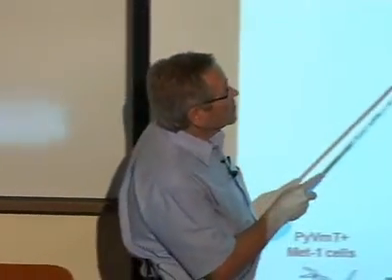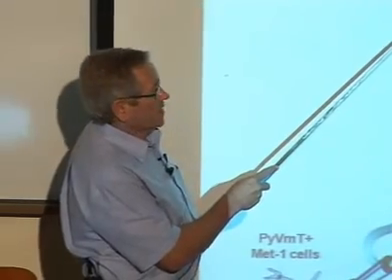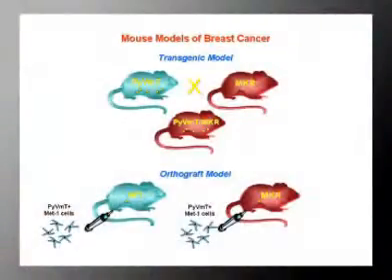So what we did is we took mice that were expressing the polyomavirus in the mammary gland specifically, and we crossed it with our hyperinsulinemic female mice. So we got this double transgenic. The idea was that all these mice would develop tumors, but what would happen in the face of hyperinsulinemia?